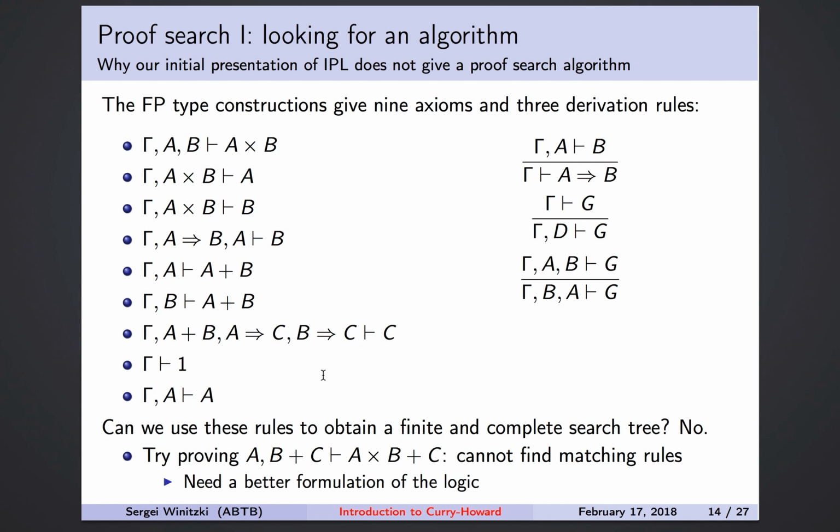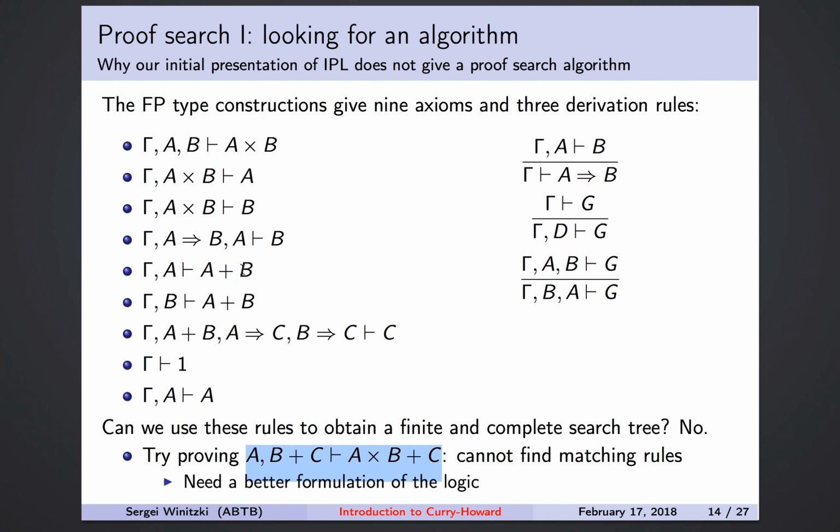Now, the question is, do these rules give us an algorithm for finding a proof? The answer is no. How can we use these rules to obtain an algorithm? Well, suppose we need to prove some sequent like this. In order to prove it, we could first see if the sequent is one of the axioms. If so, then we have already proved it. We know what expression to write.